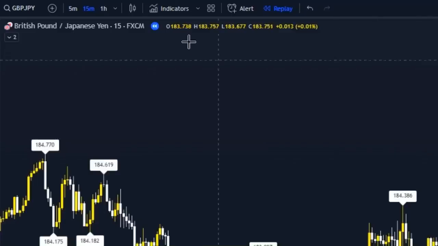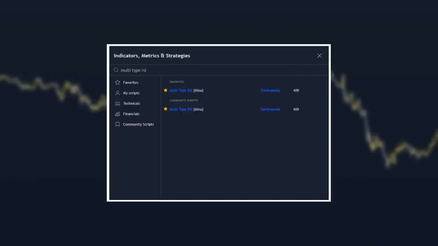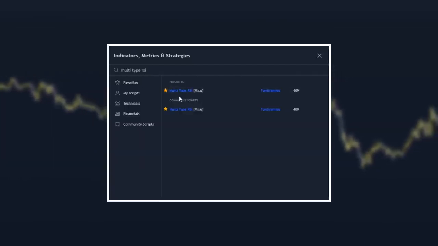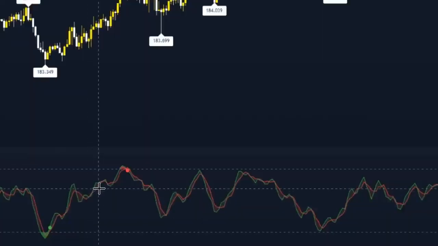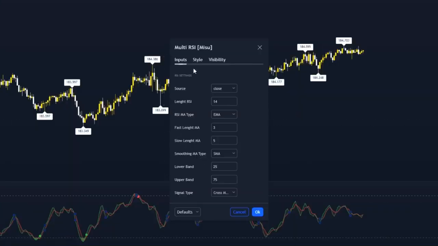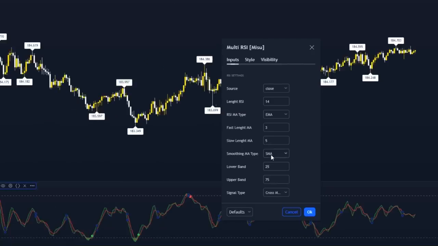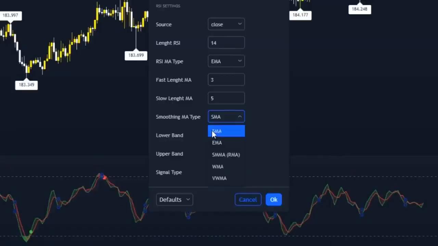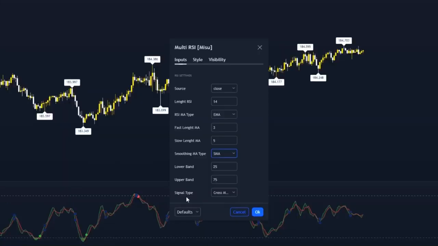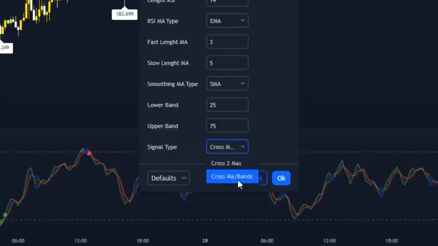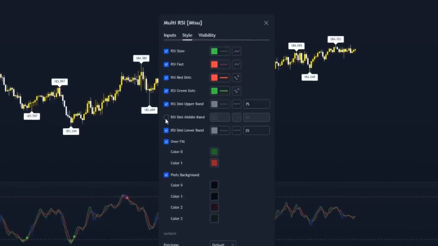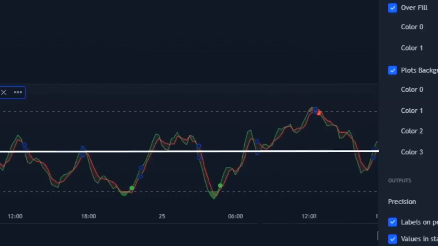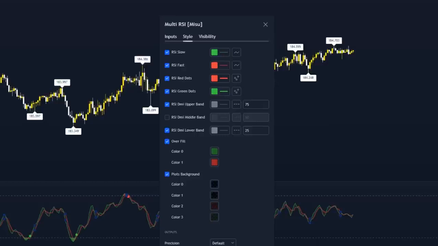And the second indicator we're going to add, you're going to want to type in multi-type RSI, and it is this multi-type RSI indicator right here. Add this one to your chart and it will look something like this. This is what your settings want to look like. On the inputs, I have changed the smooth moving average type from EMA to smoothed moving average. And then on the signal type down here, I have changed it to cross moving average / bands. This will define our entry points for the trades. On style, I've removed the RSI midband, which is this line in the middle right here. It should look exactly like mine.